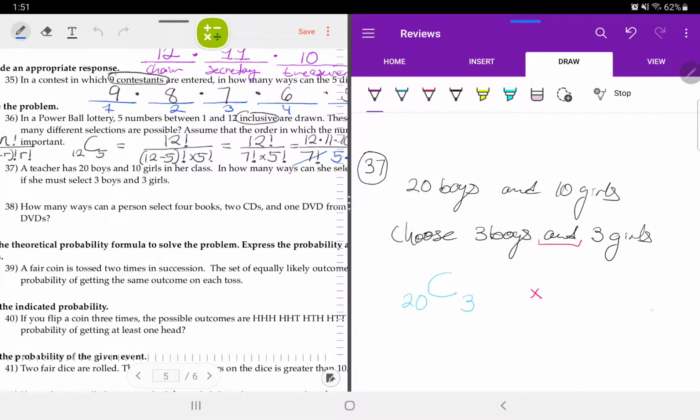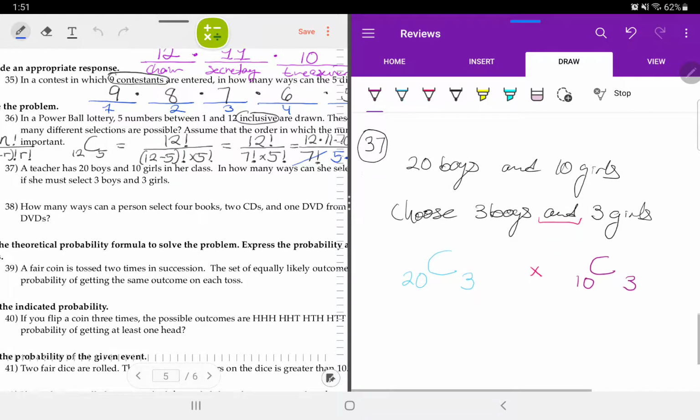There are 10 girls in my class. I must choose 3. It doesn't matter which 3 girls I choose from 10, nor the order in which I choose my 3 girls from 10. Therefore, to represent how many ways I can choose the girls, that's going to be the combination of 10 girls in the class, and I am choosing 3 for my play.